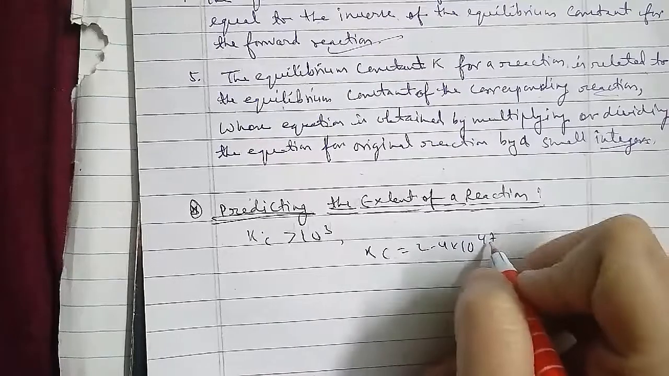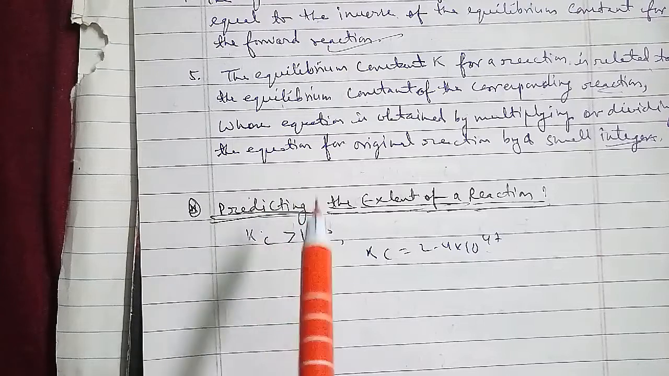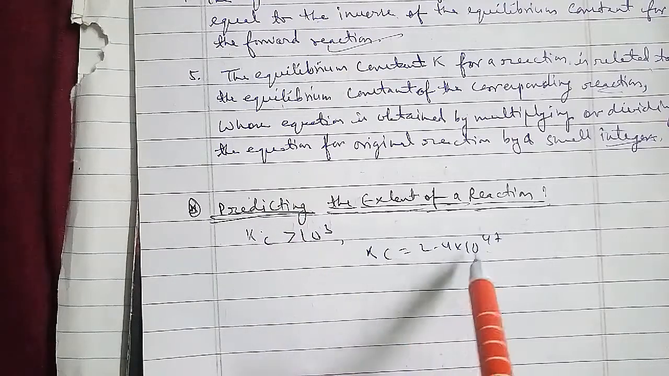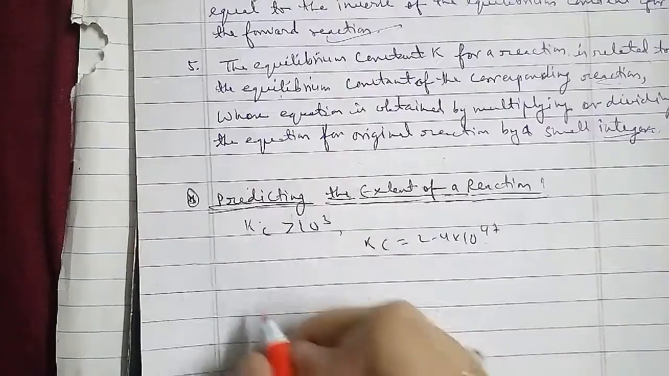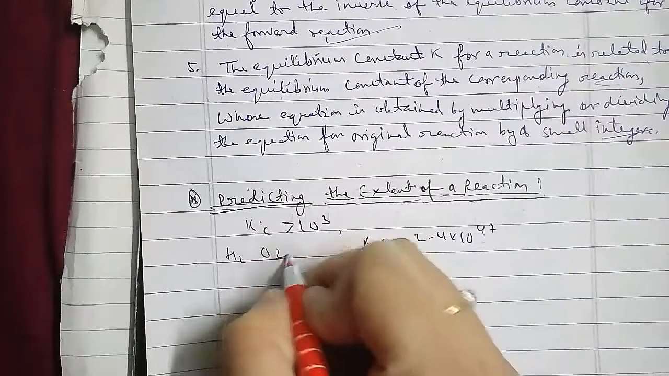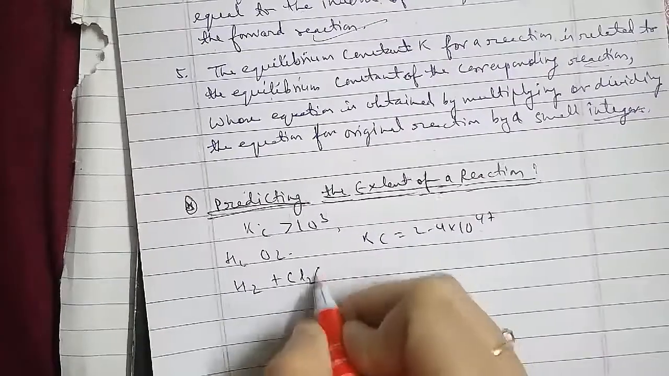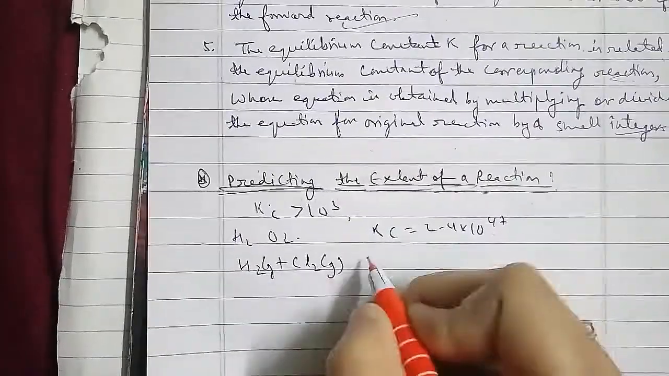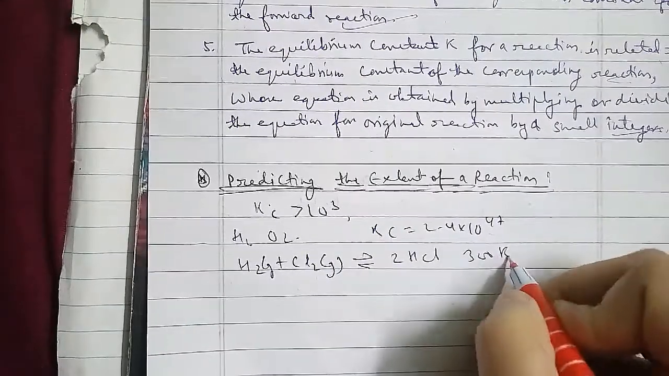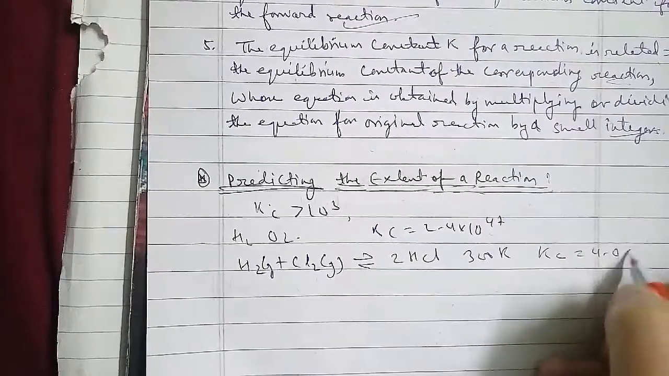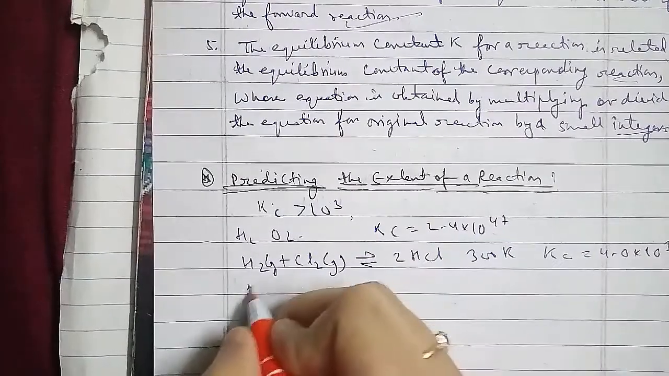Here I talked about H2 and O2, and now we'll discuss H2 and Cl2, both in the form of gases. When they react to form HCl at 300 Kelvin, they have a Kc value equal to 4.0 into 10 to the power 31. Another equation is H2 gas plus Br2 gas giving HBr, at 300 Kelvin, where Kc is equal to 5.4 into 10 to the power 18.